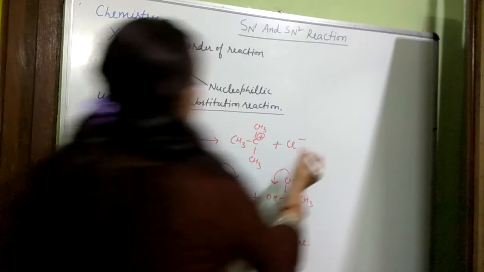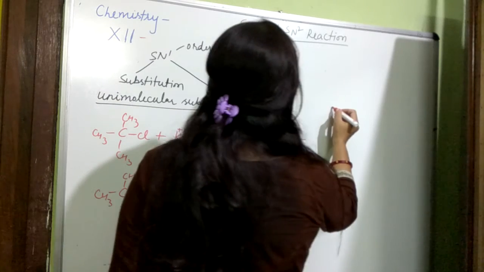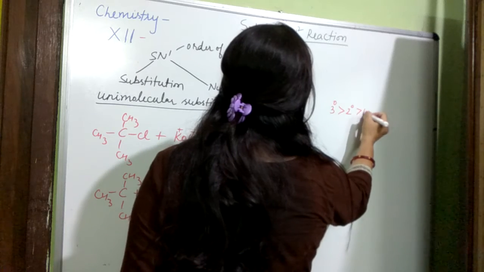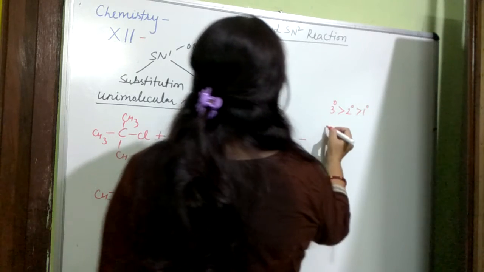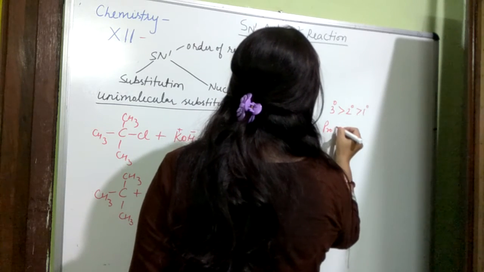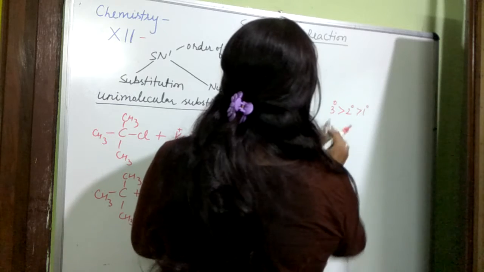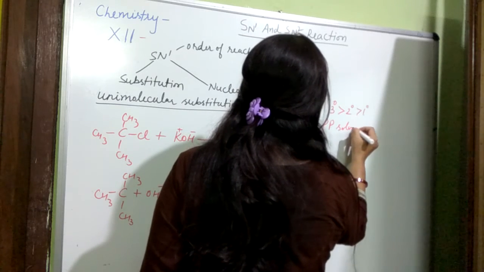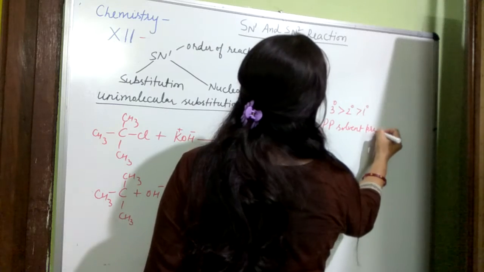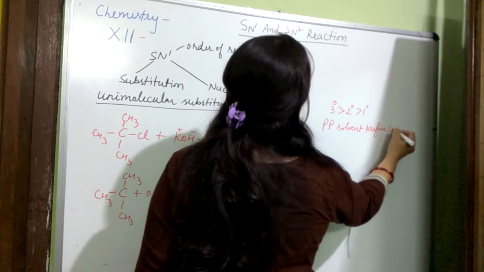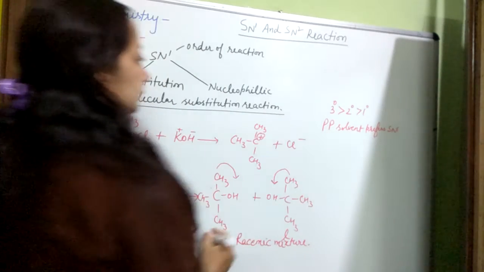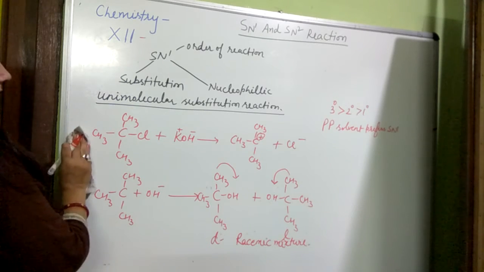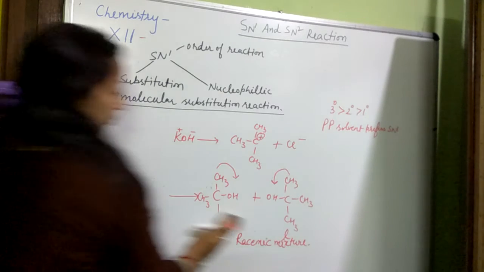But in SN1 reaction, tertiary halides are more reactive than secondary halide and primary halide, and polar protic solvent prefers SN1 reaction. So is that clear? Next we'll see SN2 reactions.